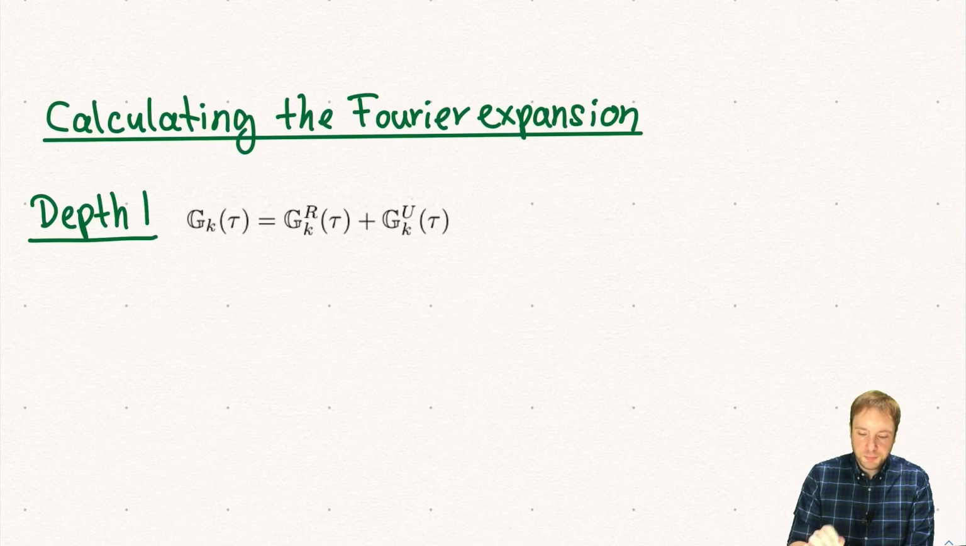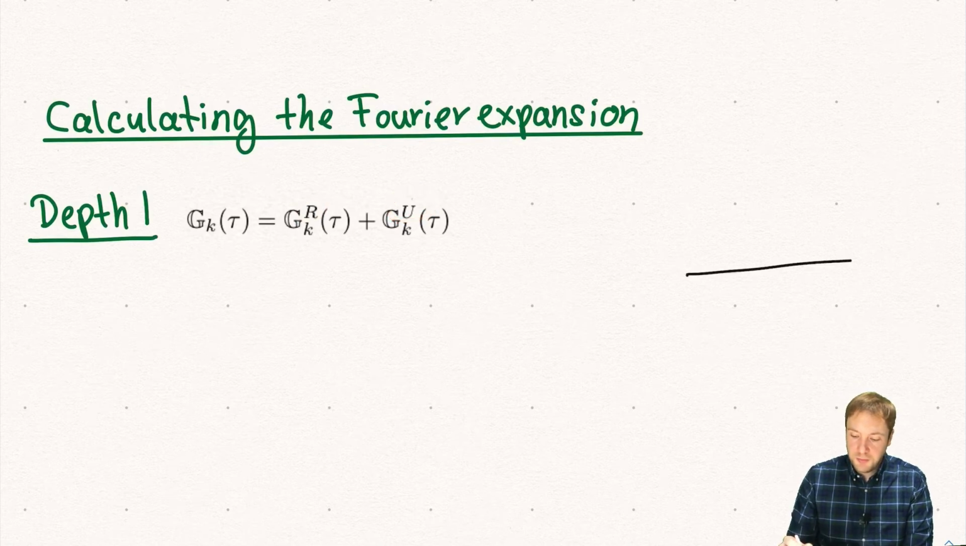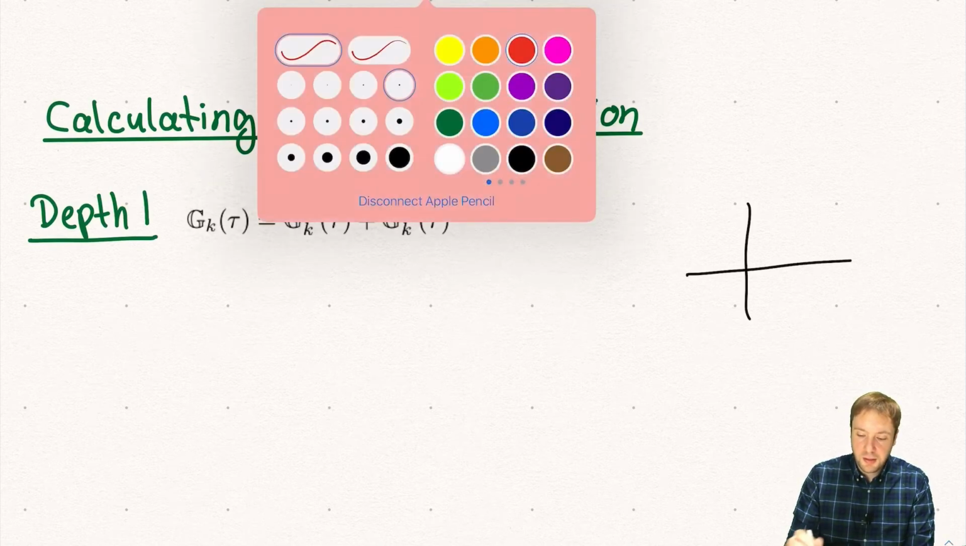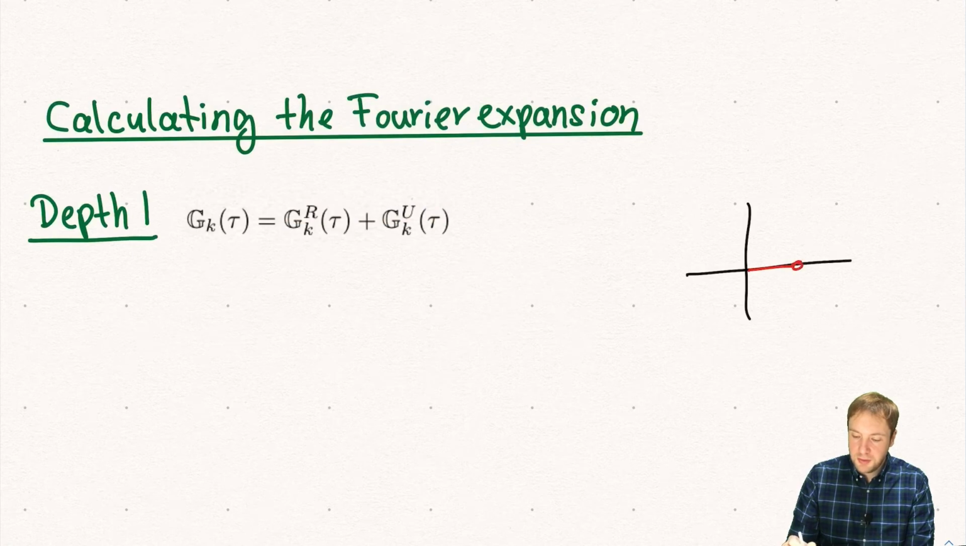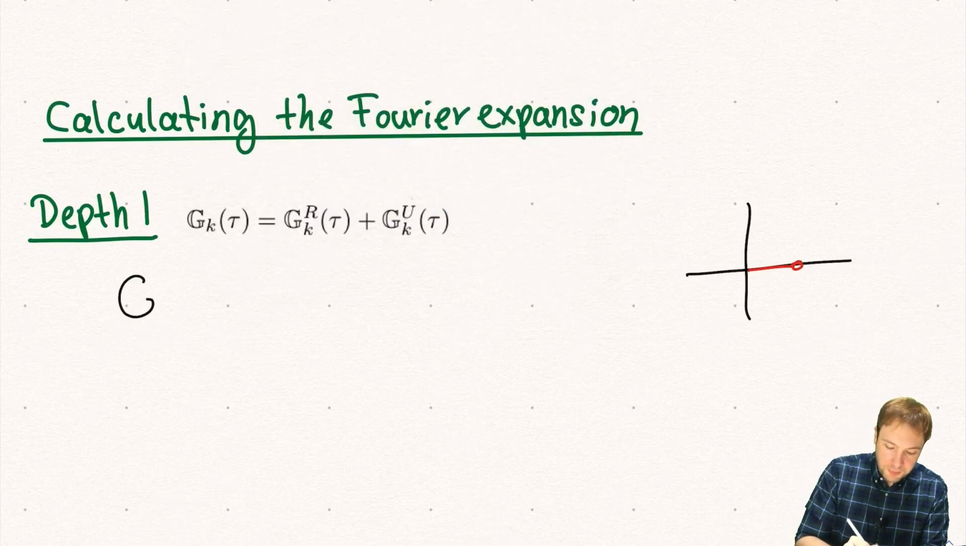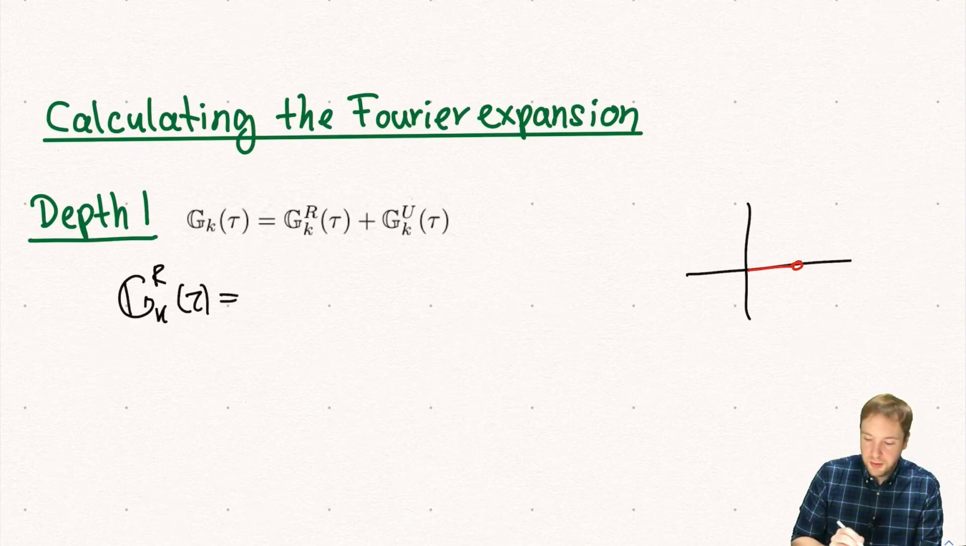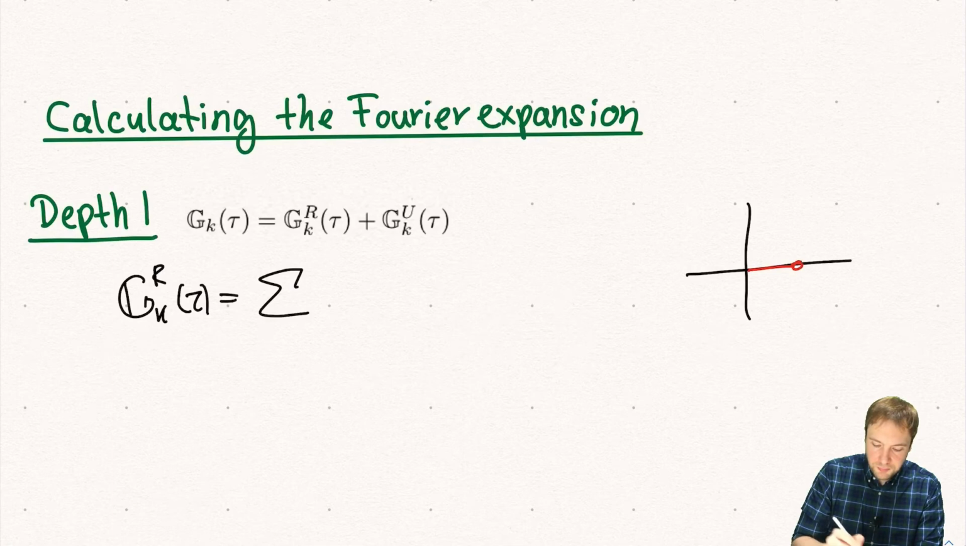So depth 1, there are two cases: the lattice point could be in R or it could be in U. If I have the lattice point in R, this just means I take the sum of all lattice points on the positive real axis. So G R K tau, well, this is just the sum over all lattice points on the positive axis. So this is just n to the k, so this is just theta k.